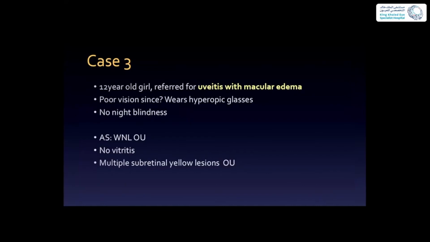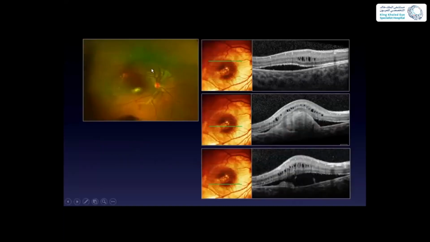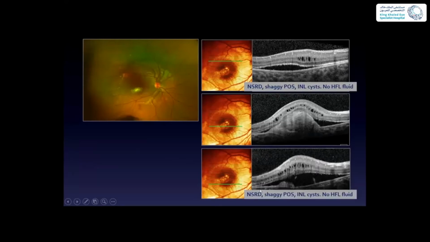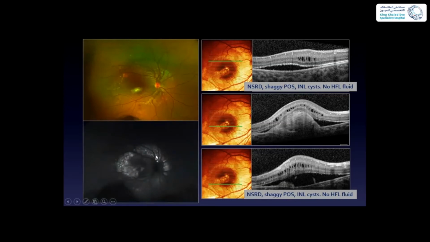This is a 12-year-old. She was referred for uveitis with macular edema, and she's had long-standing poor vision and was wearing hyperopic glasses. She had no night blindness, and her anterior segment was normal. But again, she also had very similar multifocal yellow lesions. And if you look at the OCT, you've got a neurosensory retinal detachment that is diffuse. You have shaggy photoreceptors in both cases, and you have inner nuclear cysts, but no nerve fiber layer fluid, no outer plexiform and Henle fiber layer fluid. And again, a very characteristic feature on autofluorescence, with the multiple numerous hyperautofluorescent spots against a background of hyperautofluorescence around the macula.